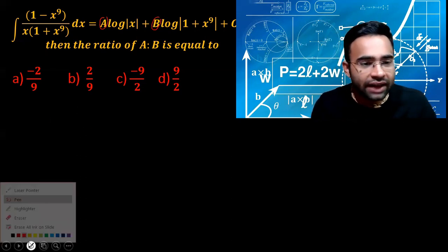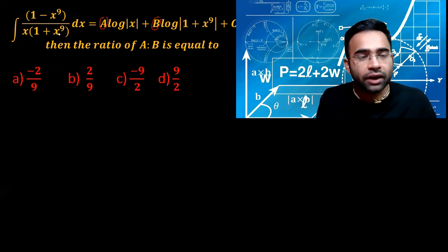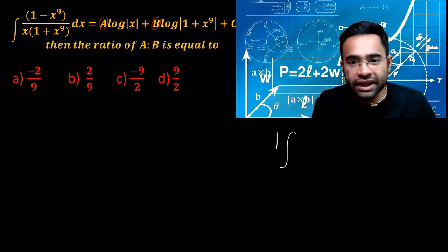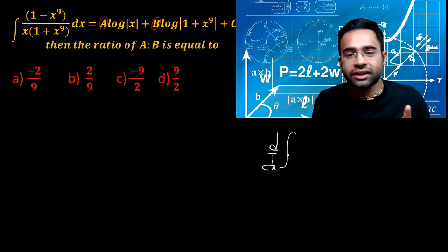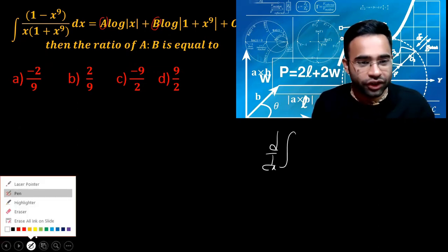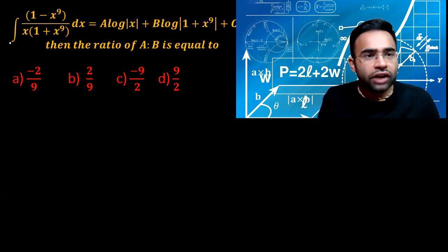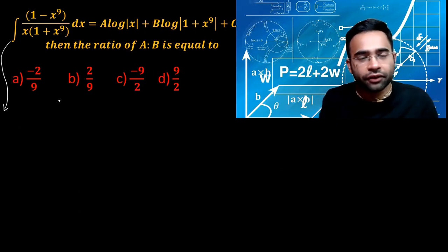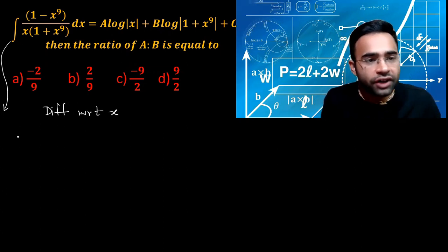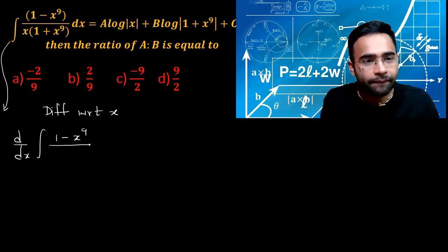So I'll do one thing, kids. I'll take a derivative. Remember, integration and derivatives are antis of each other. They cancel each other. So let me differentiate this with respect to x. Now, when I differentiate this with respect to x, kids, try understanding. This is integration, right, kids? This is x into 1 plus x raised to 9 dx.